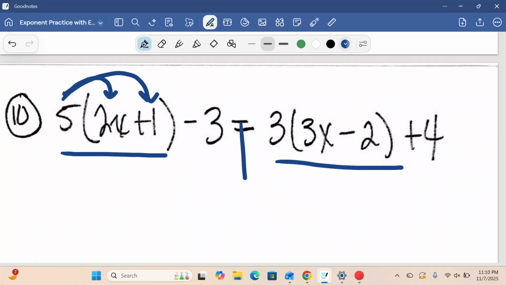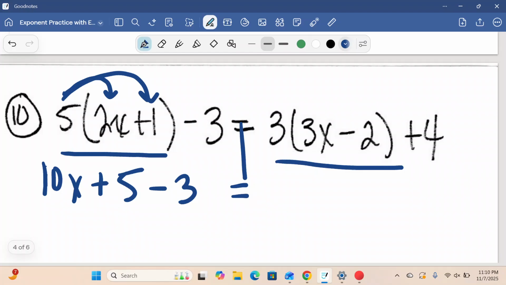And then you think about it and you say, well, what is 5 times 2x? 5 times 2x is 10x. And then I do 5 times 1, it is 5. And then the negative 3, you're just going to bring it down by itself. You're going to put down the equal sign.